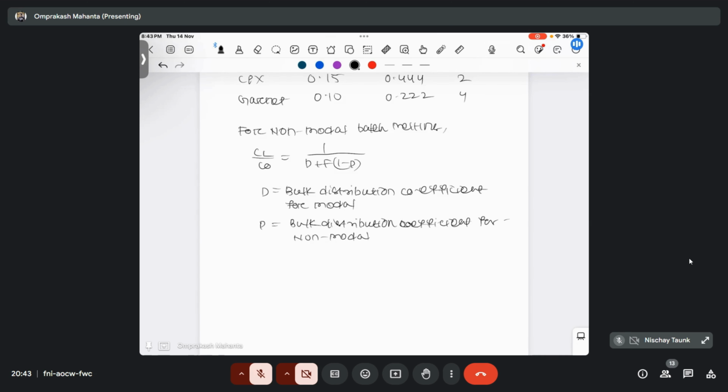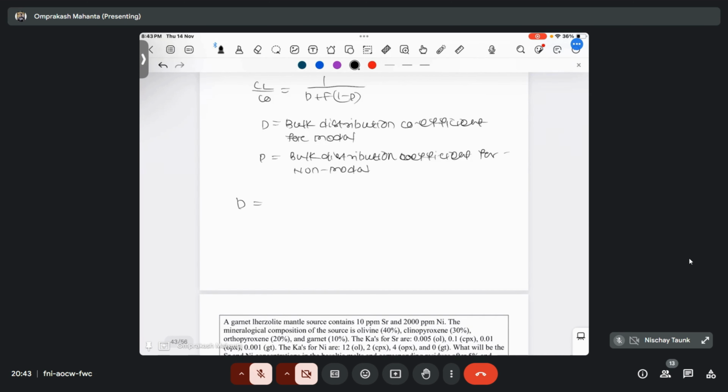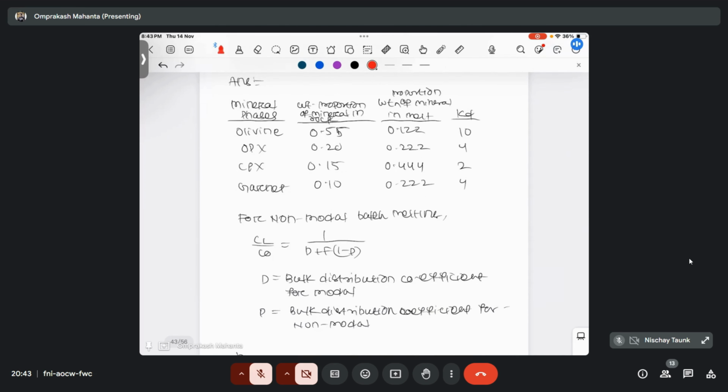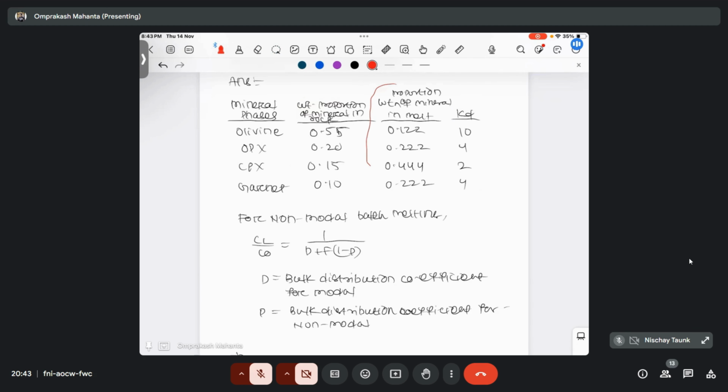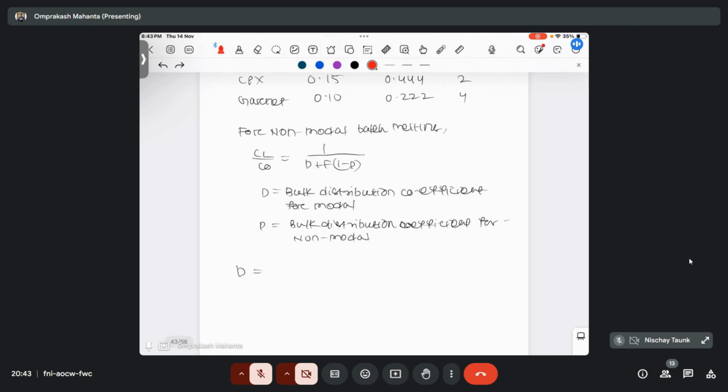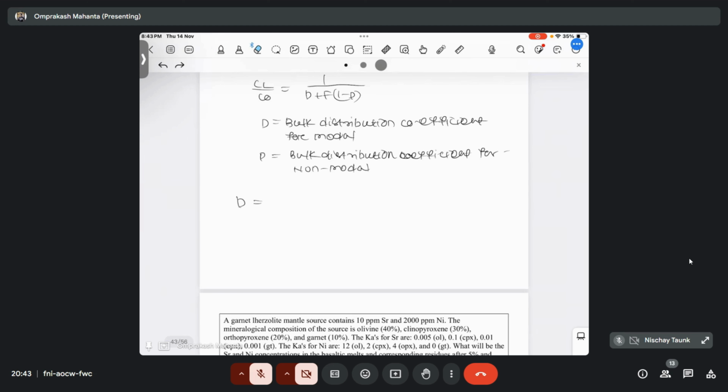So how do we find the D value? You need to multiply the weight proportion of mineral in rock by the Kd value. Then we will get the value of D. Then after finding D, you need to multiply the weight proportion of mineral in melt by the Kd value. It will give you the bulk distribution coefficient for non-modal melting, that is P. After calculating both D and P, put the values in the formula and you will get the answer. So let's calculate the D value first.